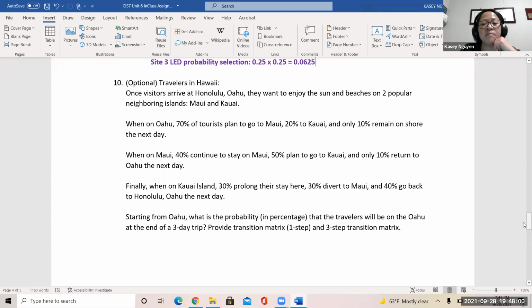So this is a perfect matrix problem. When they get to Maui, 40% are going to stay there, 50% are going to go to Kauai, and 10% return to Oahu. When they're on Kauai, 30% are going to stay there, 30% are going to go to Maui, and 40% go back to the main island. So when you start in the main island, what is the probability, which you can put in percentage, of people that will be on Oahu after the 3-day trip, whether they go to Maui and then come back to Oahu, or Kauai and come back to the main island?